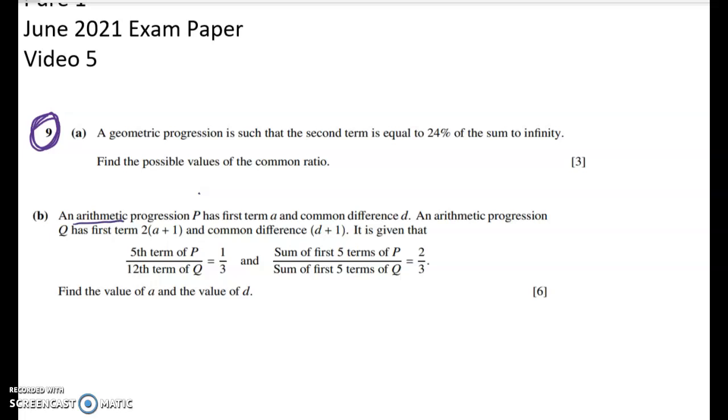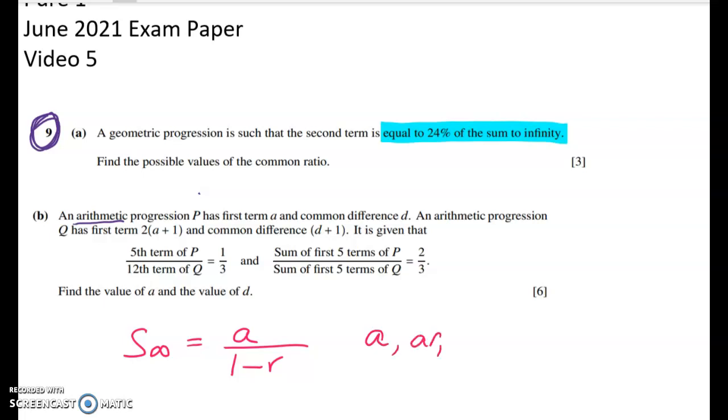So the first part, we're told that we've got a geometric progression such that the second term is equal to 24% of the sum to infinity. The first thing to remember is that the sum to infinity in a geometric progression is the first term over 1 minus the common ratio. And the progression goes A, then A times R, then A times R squared, and so on. So the second term is this one here.